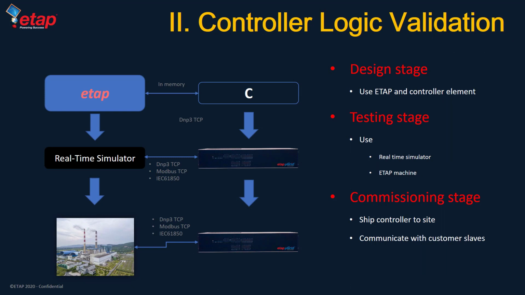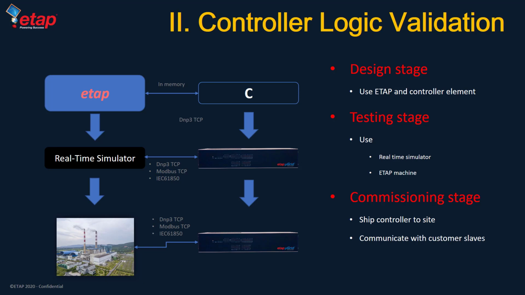Now we'll talk about validation. How do we validate the controller logic? Well, we don't have to do much. In the design stage, users already tune the controller to the microgrid model. After the design stage comes the testing stage, which is the second row in this image.